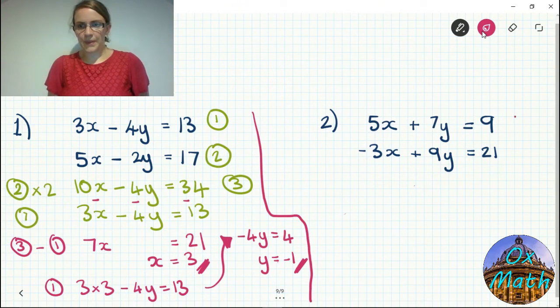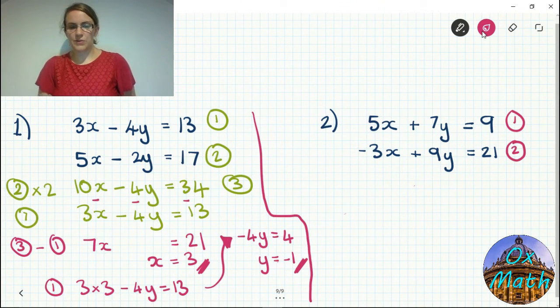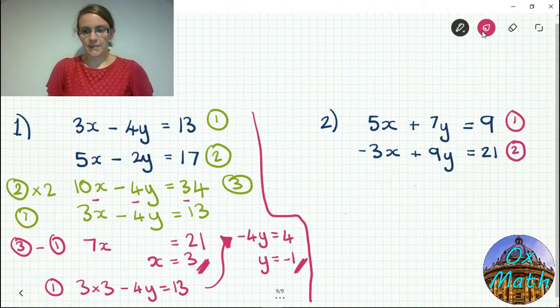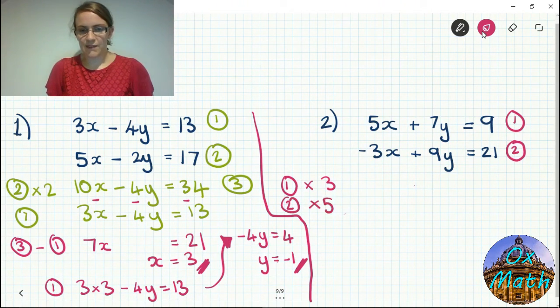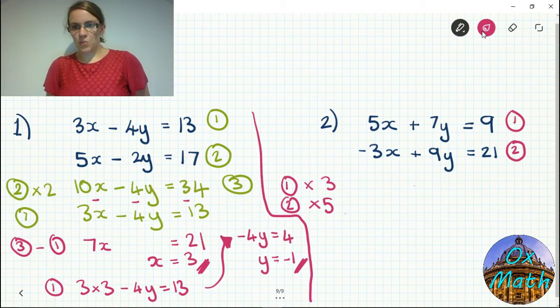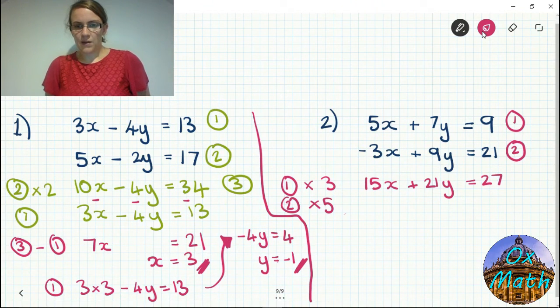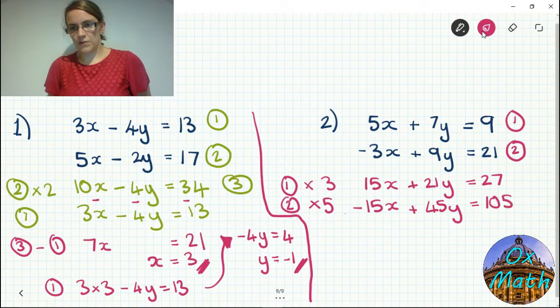So question 2, I'm going to need to multiply both equations to get either the x coefficients or the y coefficients the same, and I've decided to make the x coefficients the same by multiplying equation 1 through by 3 and equation 2 through by 5 to give me 15. So equation 1 multiplied by 3 gives me 15x plus 3 lots of 7y, so 21y, and that will equal 27. 5 lots of equation 2 is minus 15x plus 45y, and that will equal 105. So let's call those equations 3 and 4.